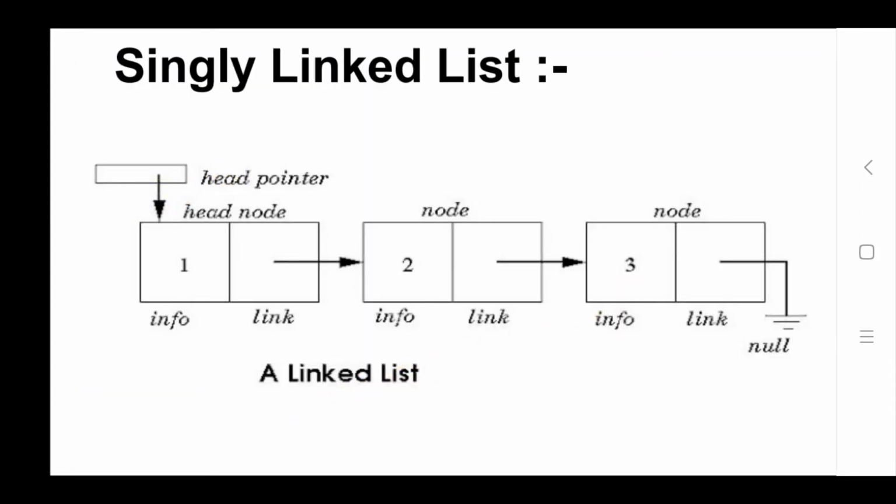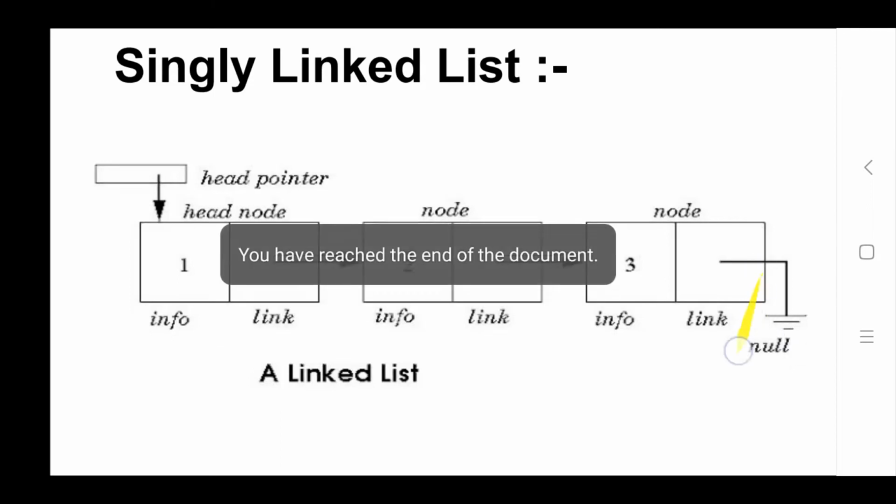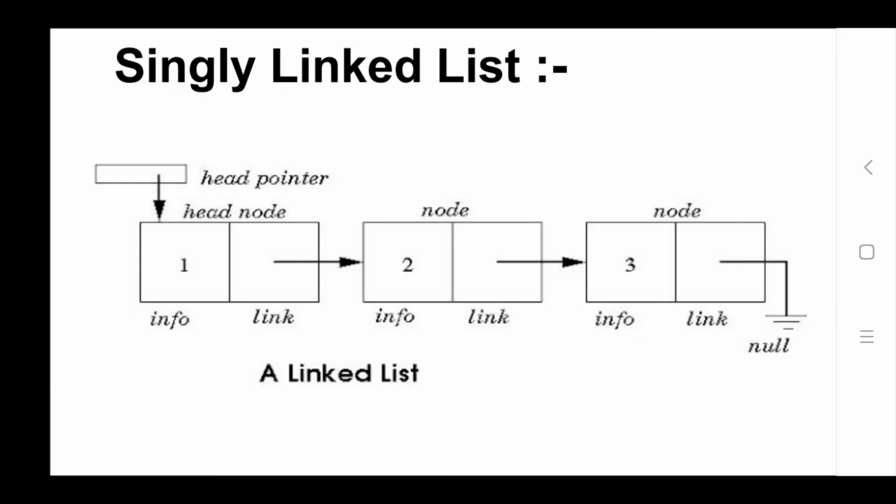And the last node of the list is called the tail. The last node of the list contains a pointer to null. Each node in the list can be accessed linearly by traversing through the list from head to tail.